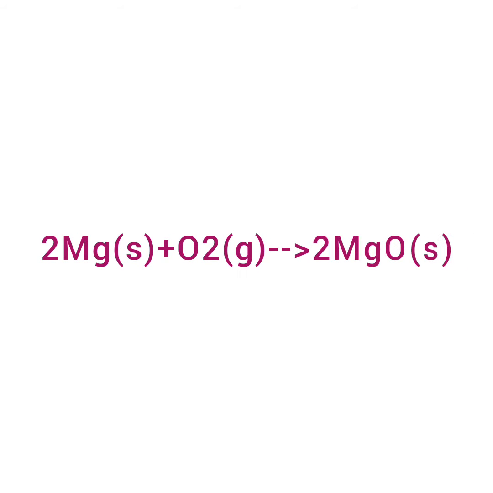Okay, so we can write 2Mg plus O2 gives 2MgO. The state of each chemical also we will represent. Here magnesium is in the solid state, oxygen is in the gaseous state and magnesium oxide is in the solid state. The state of each chemical is represented within the brackets.